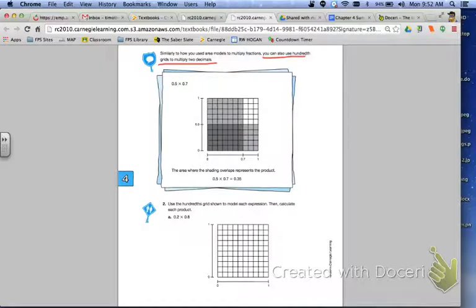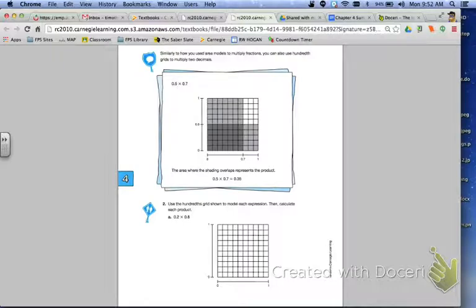Let's go ahead and turn to page 270. Up at the top it says, similar to how you used area models to multiply fractions, you can also use hundredths grids to multiply two decimals. So let's go ahead and take a look at the example that they have here for us.